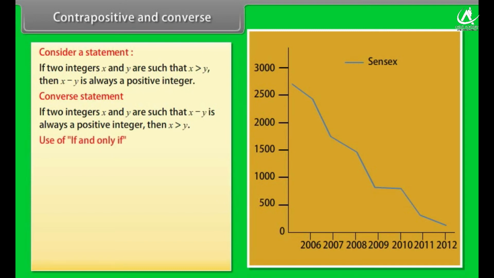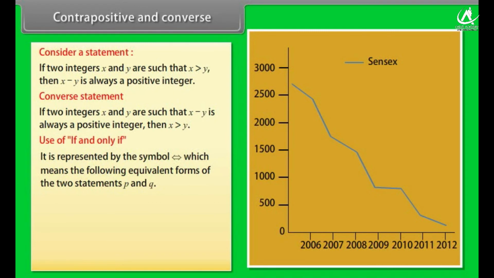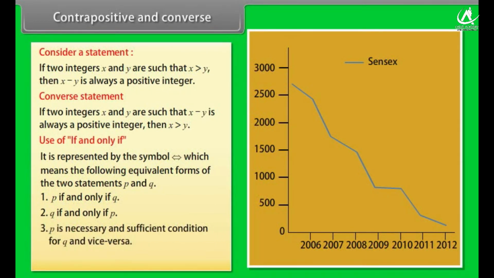Use of if and only if. It is represented by the symbol if and only if, which means the following equivalent forms of the two statements P and Q. P if and only if Q. Q if and only if P. P is a necessary and sufficient condition for Q and vice versa. P if and only if Q.